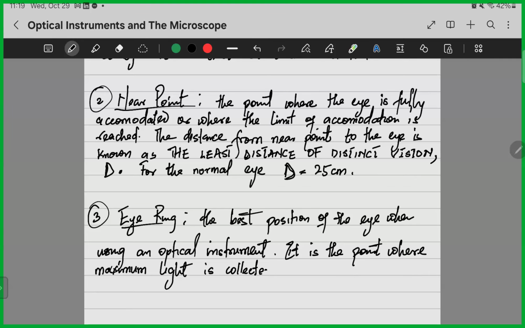Take note that for the simple microscope, the image is virtual, erect, and magnified. This is a very important point. For the simple microscope, the image is virtual, erect, and magnified.